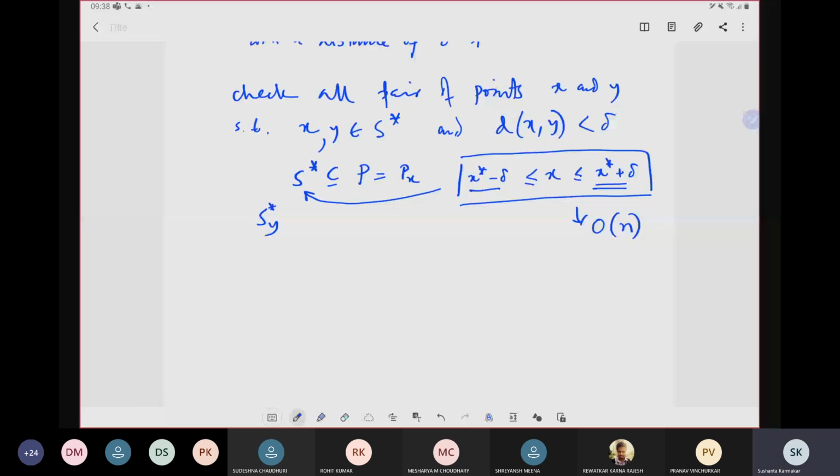What is this Sx star? Sx star is actually S star sorted in the x coordinate, and that is essentially the S, because I have picked them from Px, but Px is already sorted according to x coordinate. The only thing I worry about is that I do not have Sy.